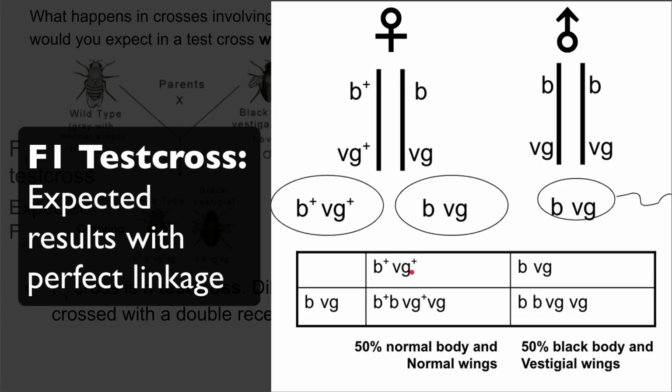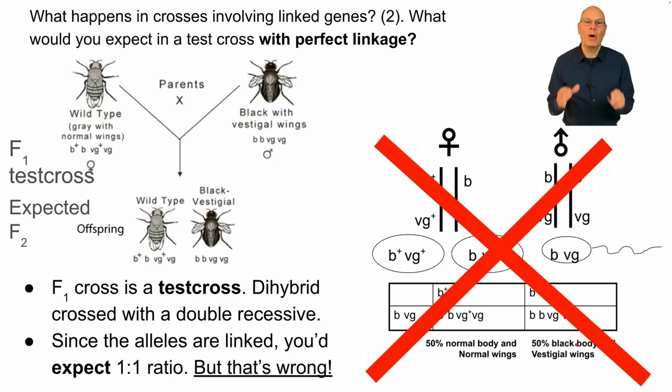Here's a Punnett square. These are the eggs, that's going here. The other half of the eggs are going here, and all of the sperm are going over here. You put them together, and what you'd expect is that half of the offspring would be B plus B, VG plus VG. The other half of the offspring would be B B, VG VG. These offspring would have normal body and normal wings. That's 50% of the offspring. And the other 50% of the offspring would have black body and vestigial wings. But that is not what happens. And what I'm doing here is I'm letting you know what you would expect if there were perfect linkage.